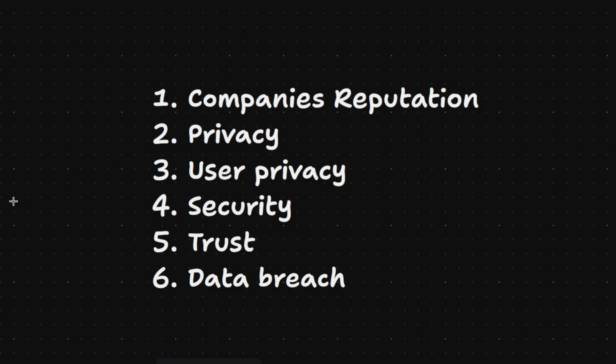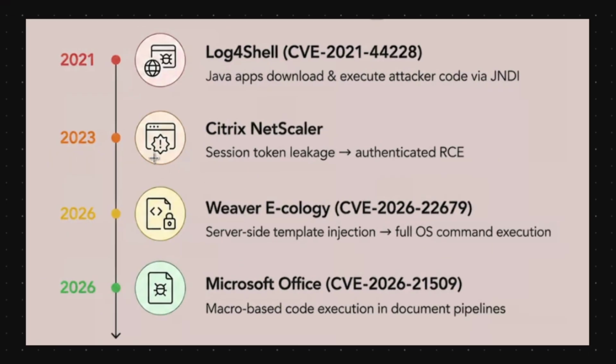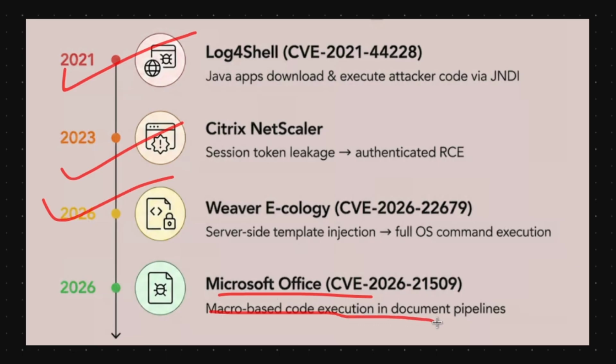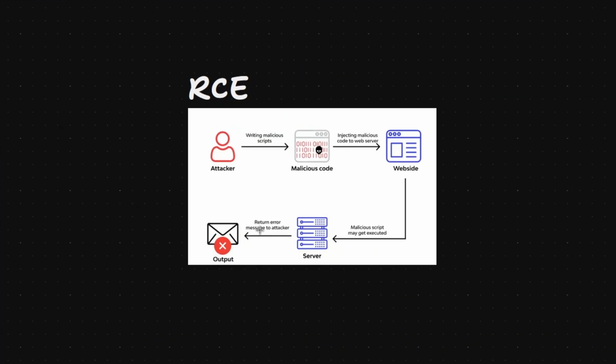And many modern antiviruses, well, they can catch it, but the damage is already done. So as we can see, this isn't an older problem. We got Log4Shell in 2021. We also got Citrix NetScaler, Wavery Technologies, and even Microsoft Office, where you can also embed remote code executions in your document pipelines. That is RCE. RCE stands for Remote Code Execution.